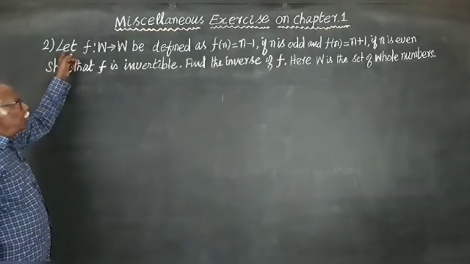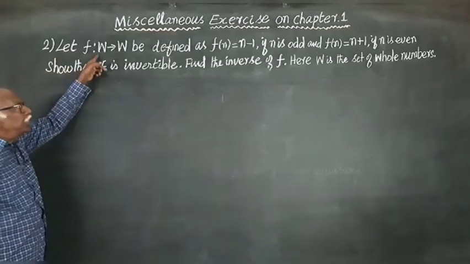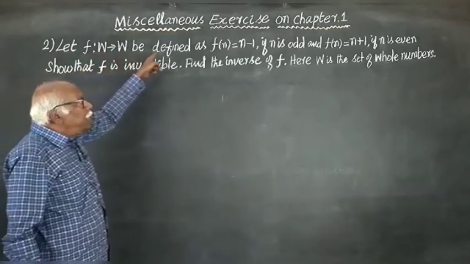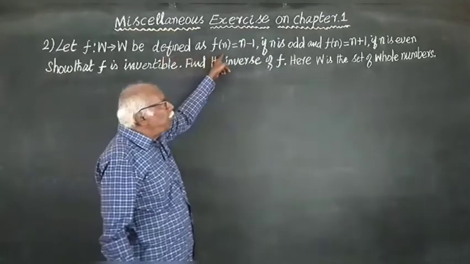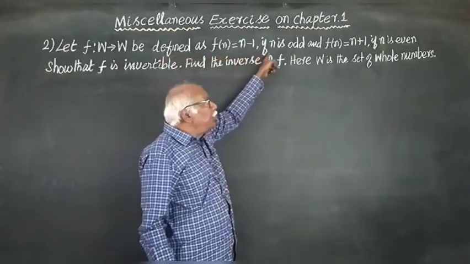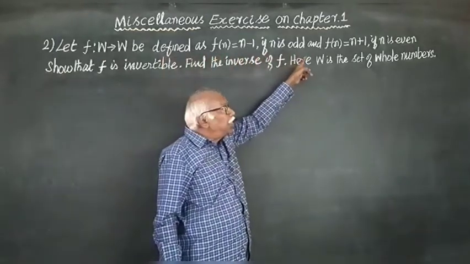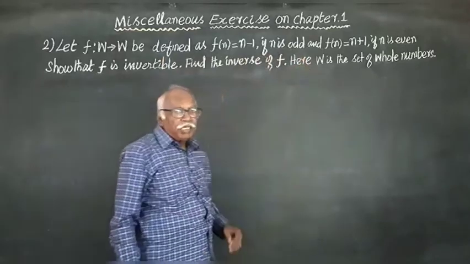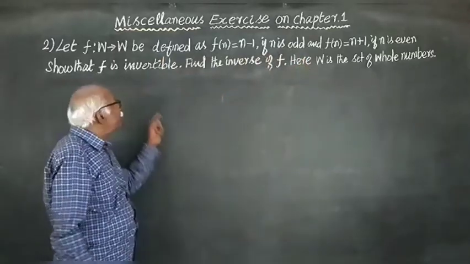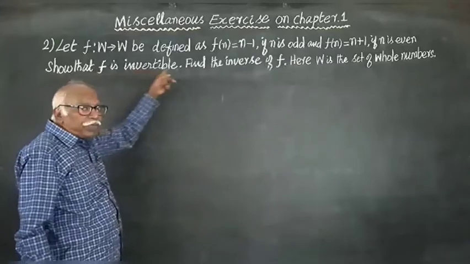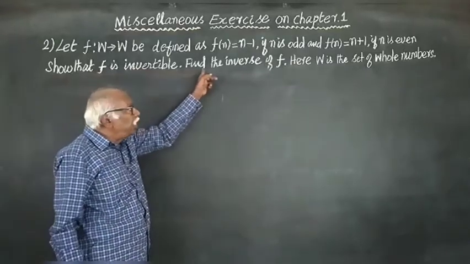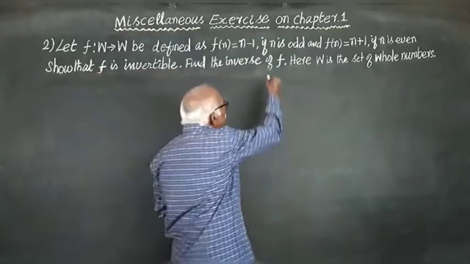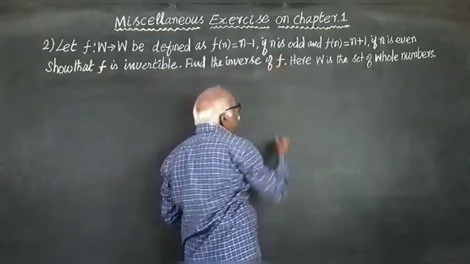Question number 2. Let f: W to W be defined as f of n equal to n minus 1 if n is odd, and f of n equal to n plus 1 if n is even. Show that f is invertible. Find the inverse of f.